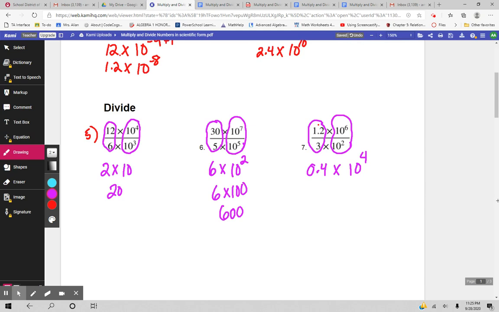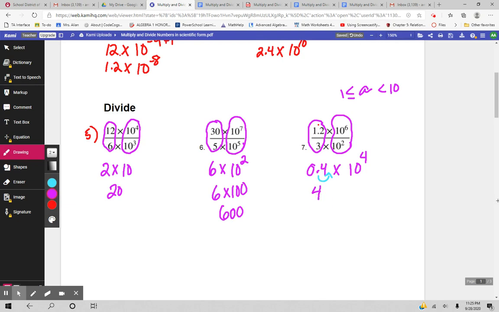Does this fit the definition that A must be a number, 1 or greater, but less than 10? Okay, it has to be 1 or greater. Is this 1 or greater, 0.4? No. So we need to make this bigger. So we need to take the decimal and go one place to the right. So we're going to end up with 4.